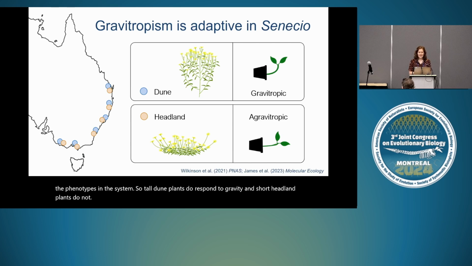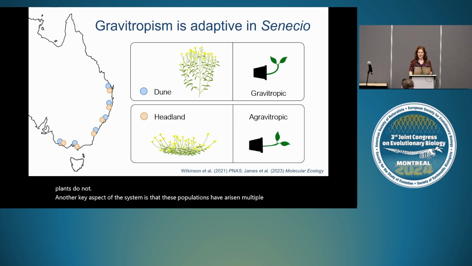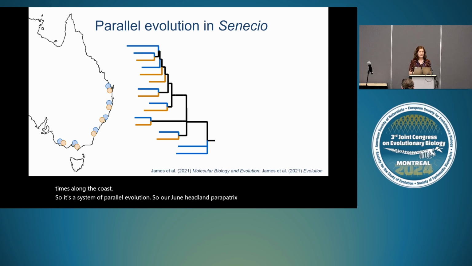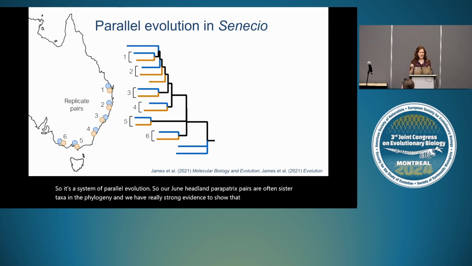Another key aspect of the system is that these populations have arisen multiple independent times along the coast. So it's a system of parallel evolution. Our dune-headland parapatric pairs are often sister taxa in the phylogeny, and we have really strong evidence to show that each pair can be considered as a replicate of the evolutionary process.